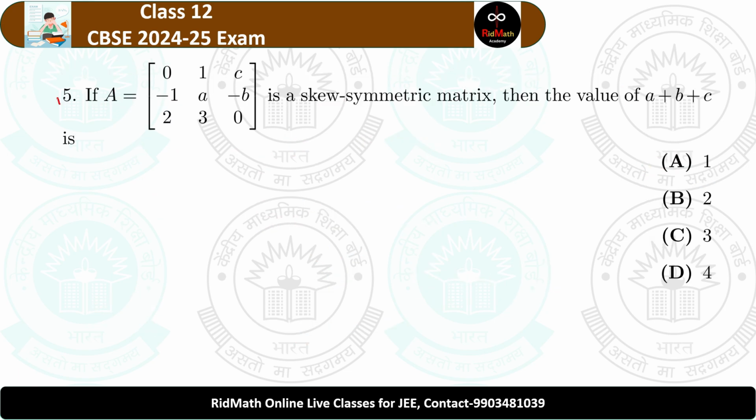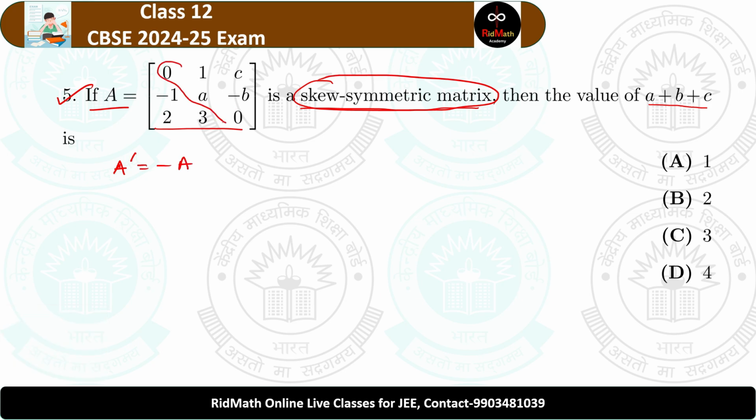Question number 5. If A equal to this matrix is a skew symmetric matrix, then what is the value of A plus B plus C? So A is a skew symmetric matrix. That means A transpose equal to minus A. And you know that the diagonal elements of a skew symmetric matrix are always 0. So straightforward, A equal to 0. And these symmetric elements are negative of each other. So minus B is equal to minus 3. That means B equal to 3.